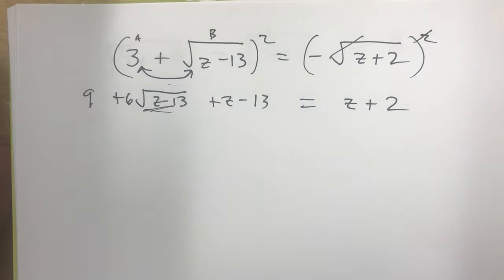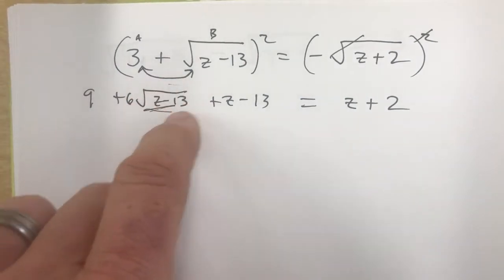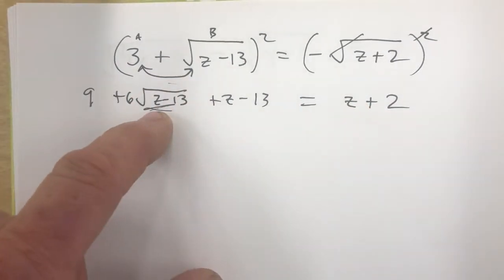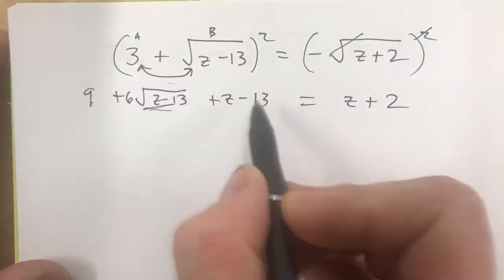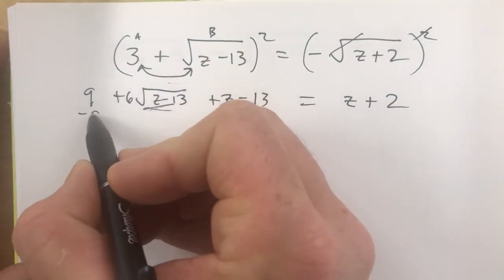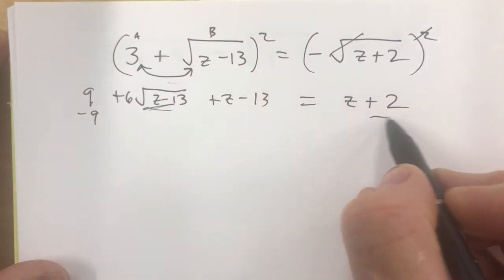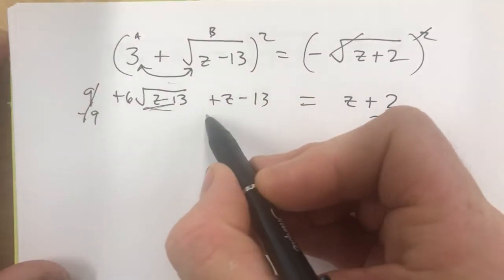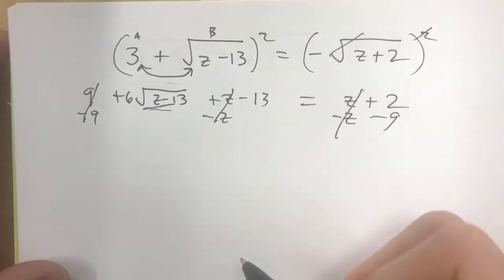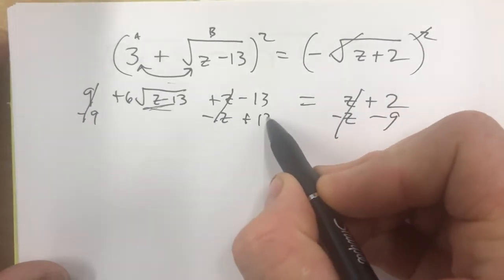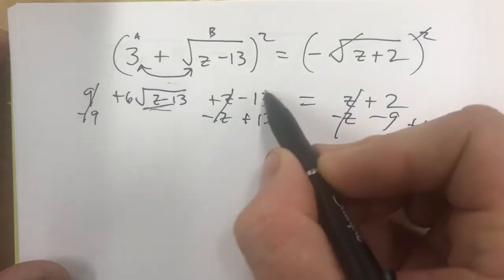Now, once I do this, I still have a radical in my problem. I got rid of this radical, but I still have this one. So it means I'm going to have to square both sides again, which means I need to get this radical isolated. So I'm going to have to subtract 9 on both sides to make that go away. I'm going to have to subtract a z on both sides, which makes that go away, and it cancels that out. I'm going to have to add a 13, which makes that go away.